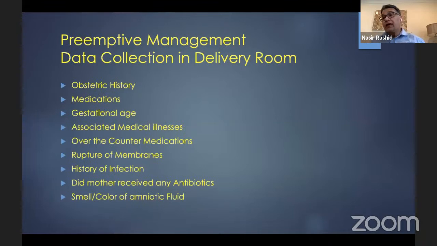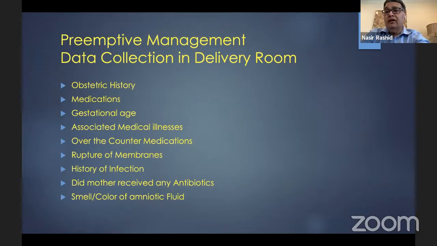Now, so far, we talked about the anatomical classification. I've shown you that chart from a published article, and now you are in the delivery room. So you have to make sure you have all the data available when you start managing this infant. Make sure you have a good obstetric history, how the pregnancy progressed in that particular woman. Was she taking any medications? What's the gestational age? As Junaid asked me very appropriately, is it a term infant or a preterm infant?